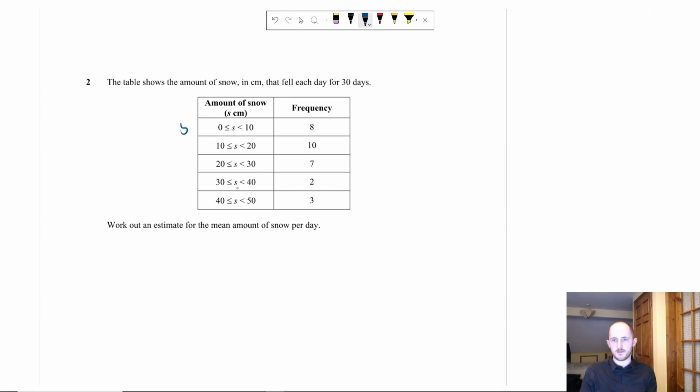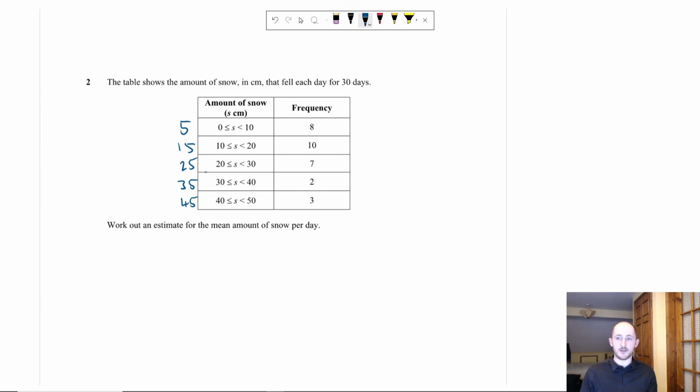So that's going to be 5, that's going to be 15, and so on. By the way, if it isn't obvious, what you can do is add the 2 values together and then divide it by 2. So 20 plus 30 is 50, divided by 2 is 25, to also get the midpoint. That's going to be 35 and that's going to be 45.